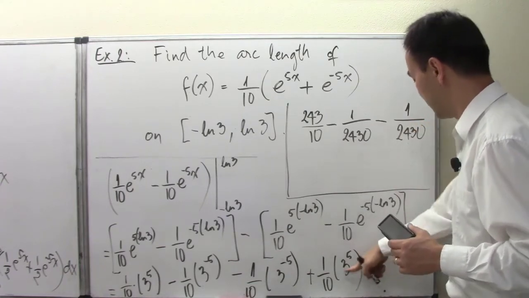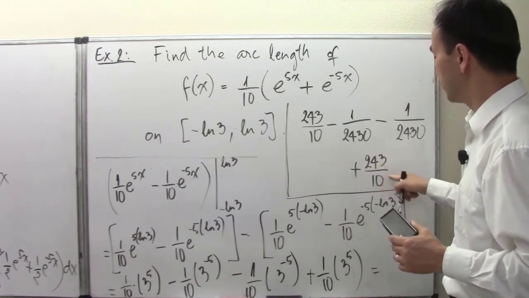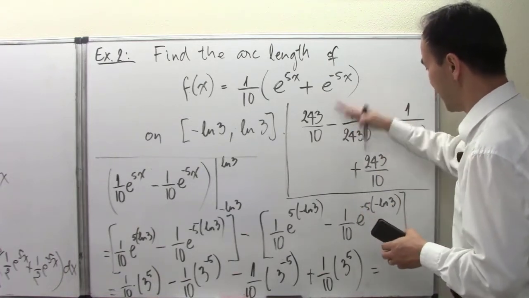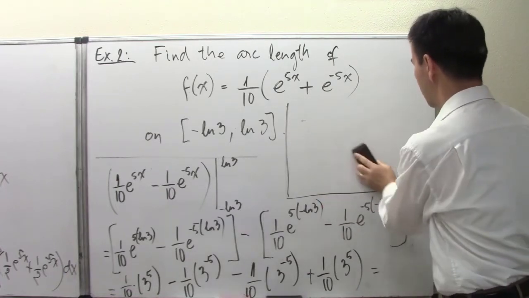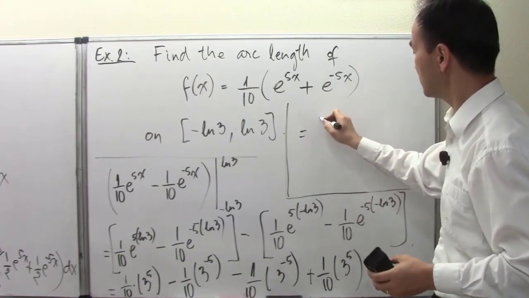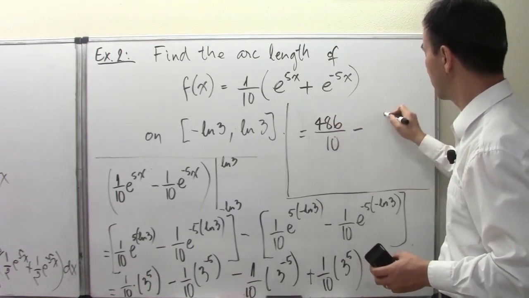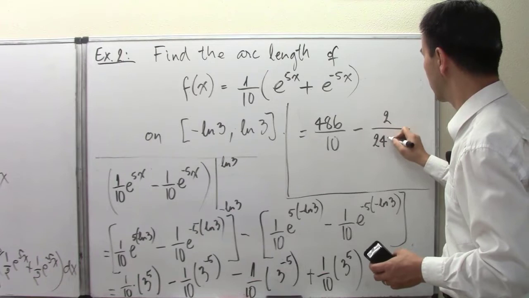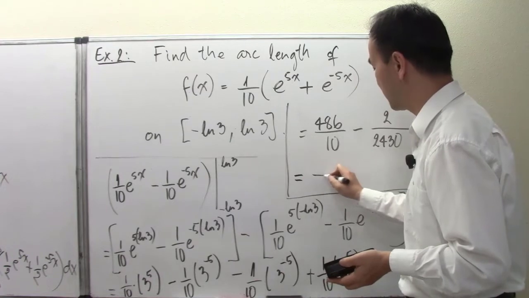Okay, and then we're going to add 243 over 10, so these two added together, and then these two combined like terms all together. So that's the basic calculation right there. So with the final answer, looking at 486 over 10 minus 2 over 2,430.